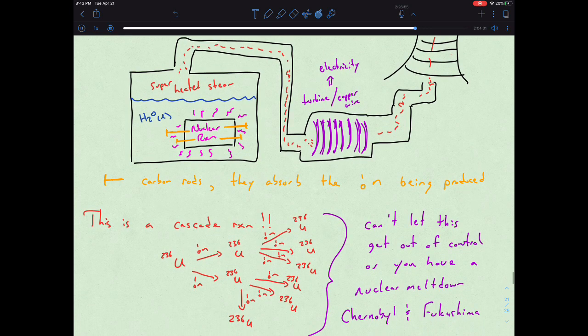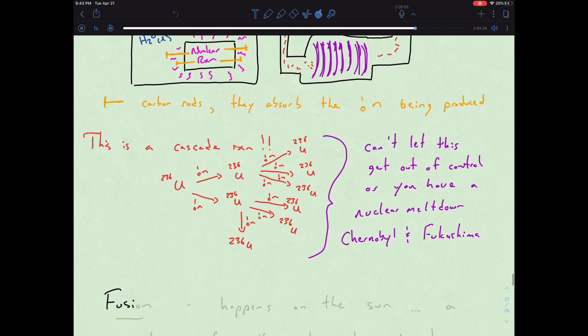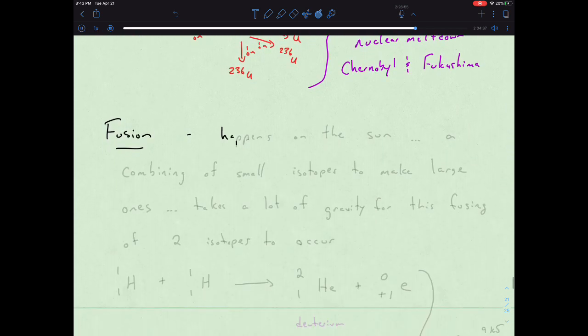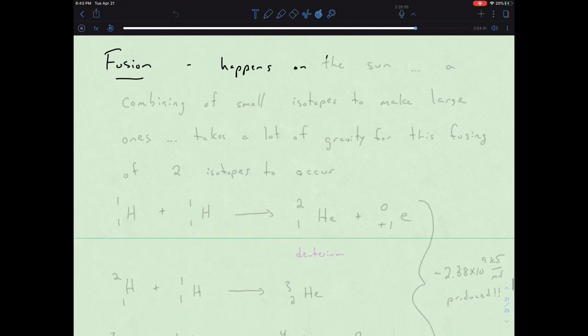There's also the idea of fusion. And this is what happens basically on the sun. And so here we're looking at now a combining of small isotopes to make larger ones. And there's a vast array of fusion reactions that are going on in the sun.